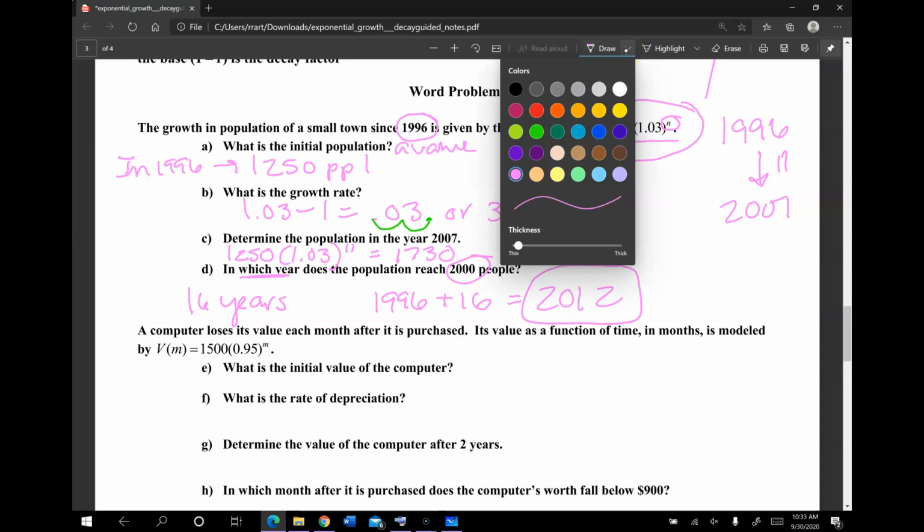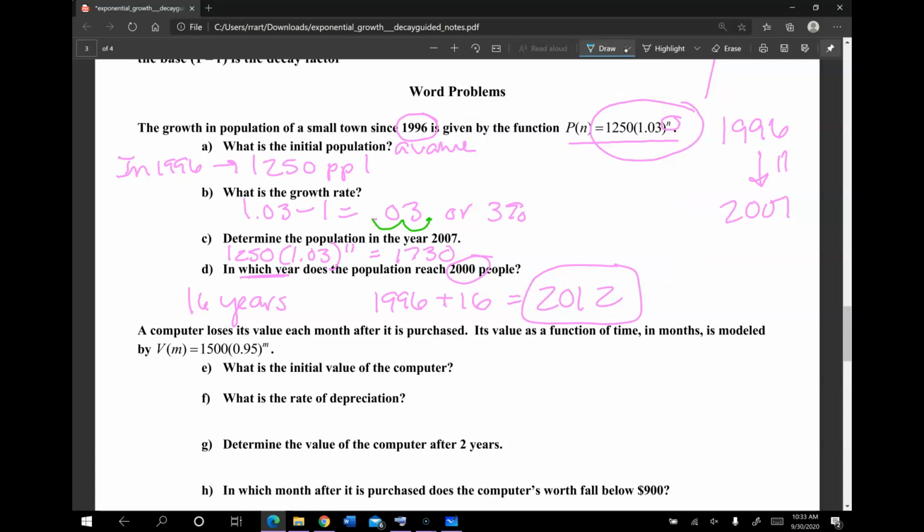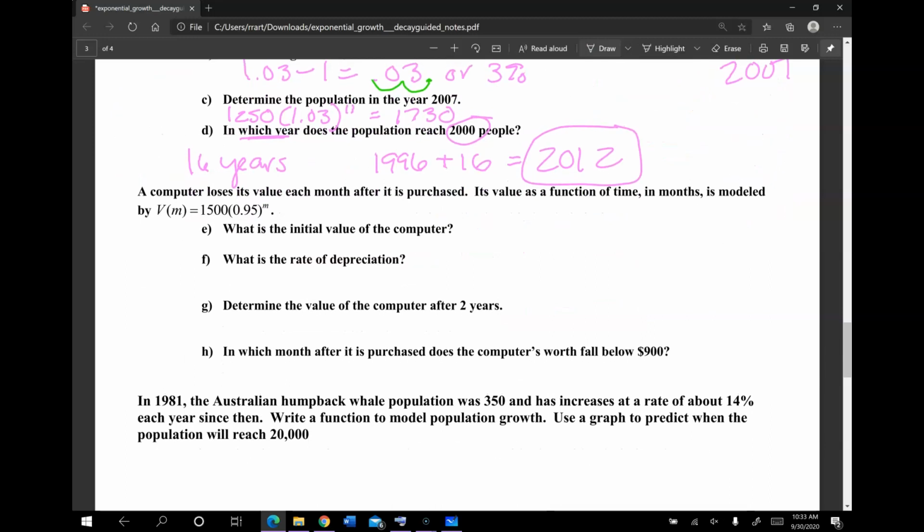All right, next problem. Okay, so we're going to be interpreting and solving for a couple things. So this one, let me scroll up. It lets me. Okay, so this one says, a computer loses its value each month after it's purchased. Its value as a function of time in months is modeled. So it's telling me that my time is in months.